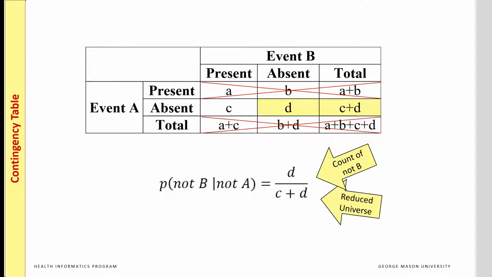First, reduce the universe to the condition. In this case, we reduce it to a situation where A has not occurred, which here is C plus D. Then, examine the frequency of event B not occurring, which is D. Now you can easily set up the probability of event B not occurring, given that event A has not occurred.